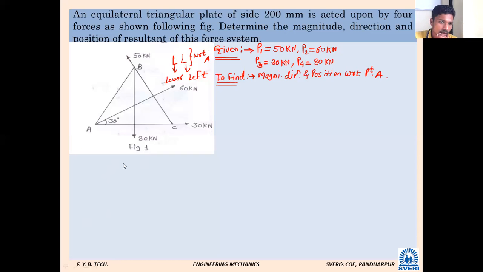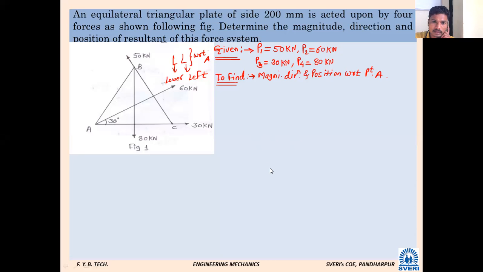Let it be. What was the new in this problem? Which thing is new in this? Whether it is given in this problem where you want to calculate position of resultant with respect to what point? Whether it was given? No, sir. Then which point you have to consider while calculating that?